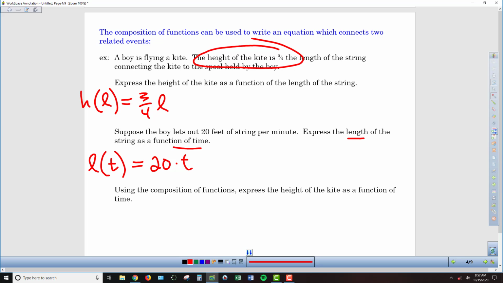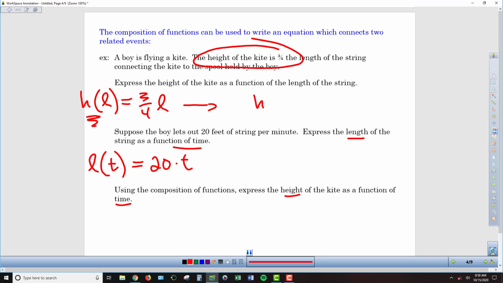Now, if we know how much string has been released, if we know the length of the string, then we can work back to this function here and figure out what the height is. Well, what if we wanted to use composition so that we knew what the height of the kite was as a function of time? And so we're just going to plug one function into the other.